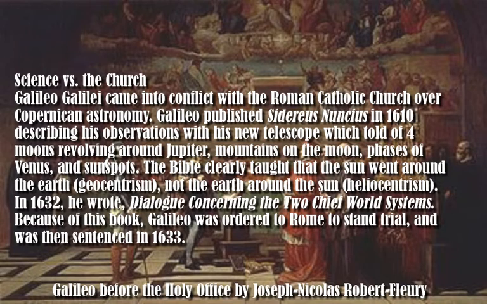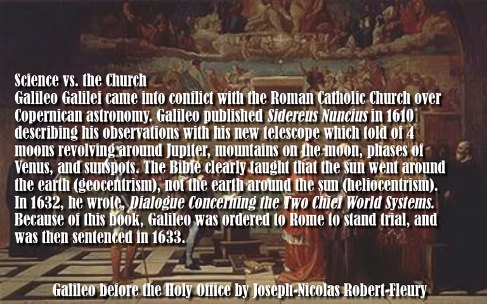The Age of Reason in the 17th century. We have science versus the church. Galileo Galilei came into conflict with the Roman Catholic Church over the Copernican astronomy. Galileo published Sidereus Nuncius in 1610, describing his observations with his new telescope, which told of 4 moons revolving around Jupiter, mountains on the moon, phases of Venus, and sunspots.